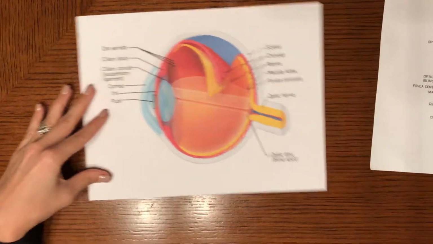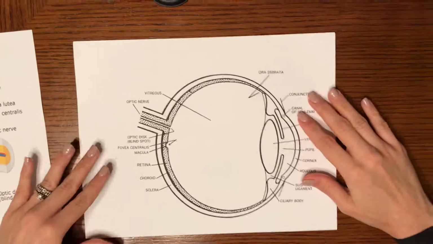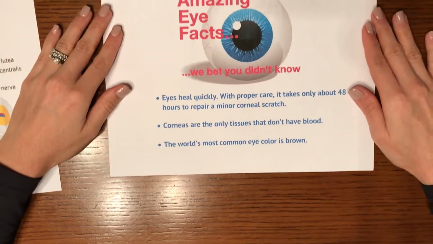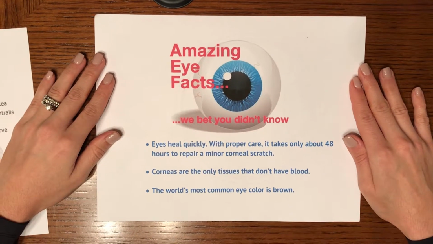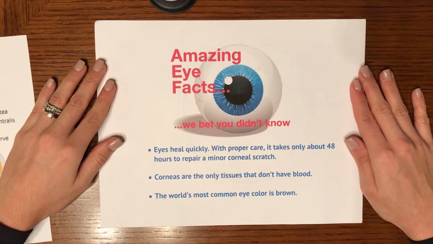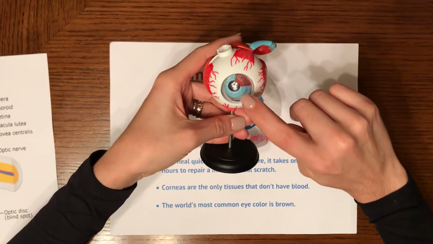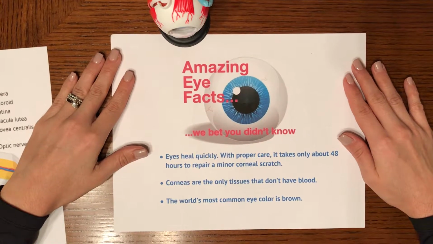Now I will share some fun facts about one of the most fascinating and complex parts of the body, our eyes. Eyes heal quickly. With proper care, it takes only about 48 hours to repair a minor corneal scratch. Corneas are the only tissues that don't have blood. The world's most common eye color is brown.